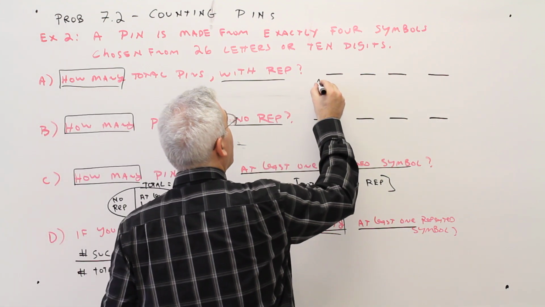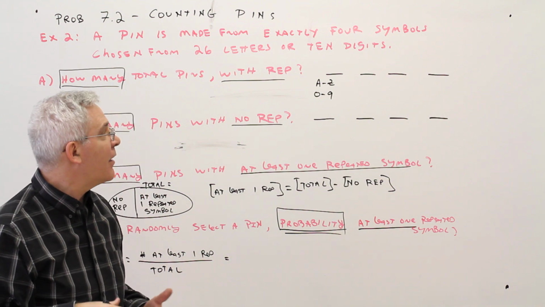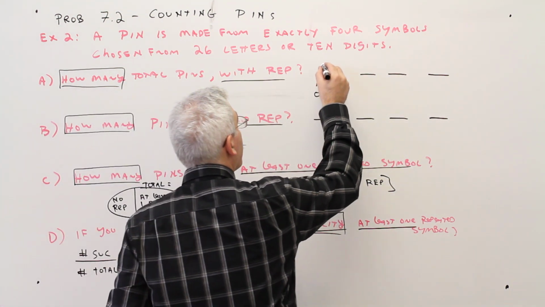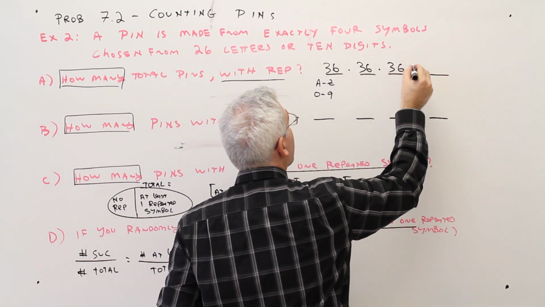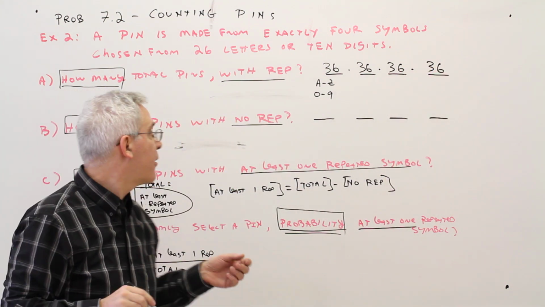So it could be A through Z, or it could be 0 through 9. So there's a total of 36 different symbols to choose from. And the same would occur for each of the other steps as well. So that'd just be 36 to the 4th.